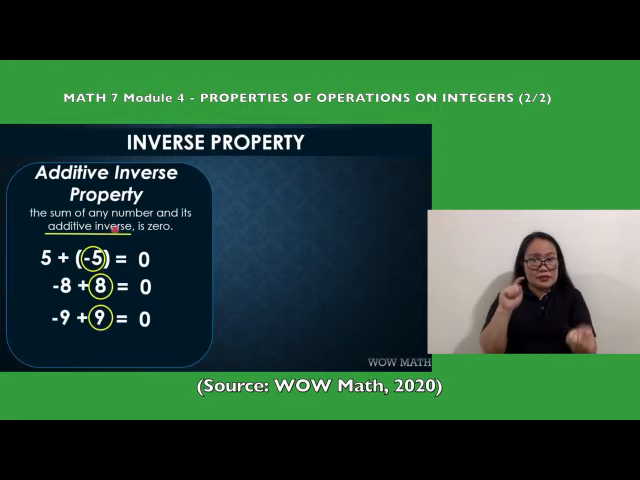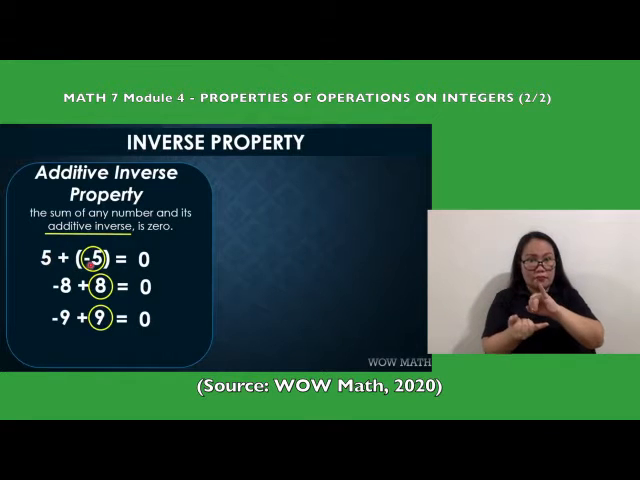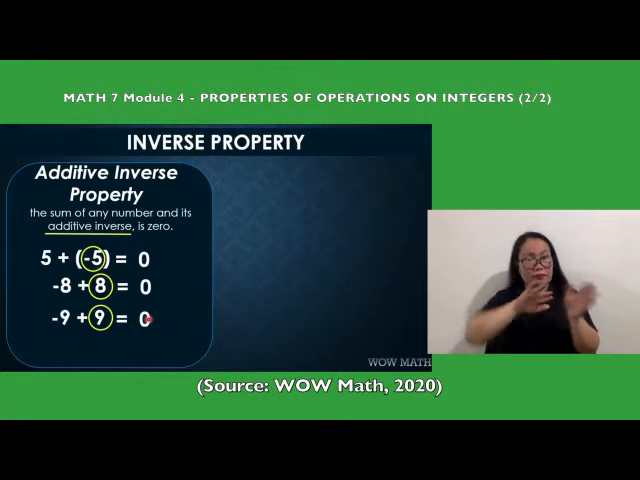Now, anong sinasabi ng additive inverse property? Kapag nag-add daw tayo ng any number, and yung additive inverse niya o yung tinatawag din nating opposites, ito yon. The resulting sum is always 0. Now, if you have noticed, 0 is the identity element in additive identity property.